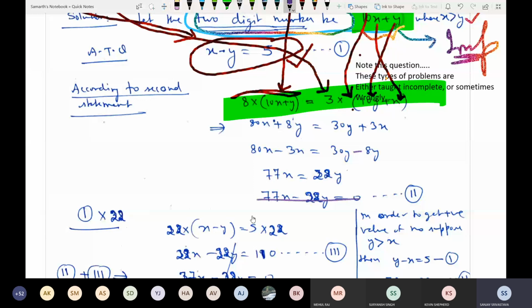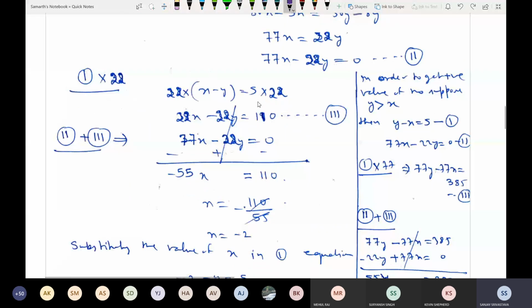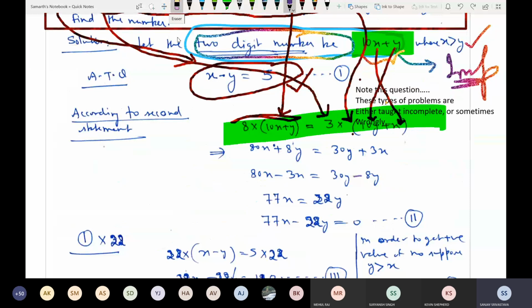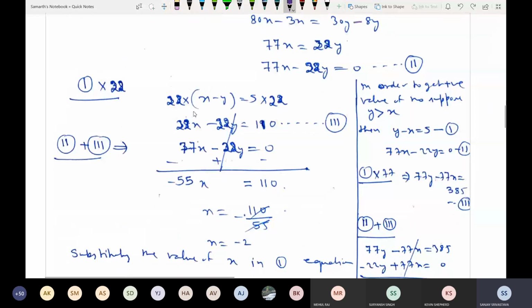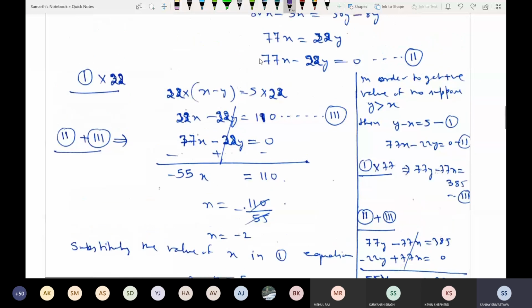Now, if you see, the first equation was x minus y is equal to 5 and the second equation is 77x minus 22y equal to 0. The first equation I have multiplied by 22 just in order to make the coefficient of y equal. So 22 into x minus y is equal to 5 into 22, which after multiplying both sides by 22 gives you 22x minus 22y equal to 110, and the second equation was already 77x minus 22y equal to 0.